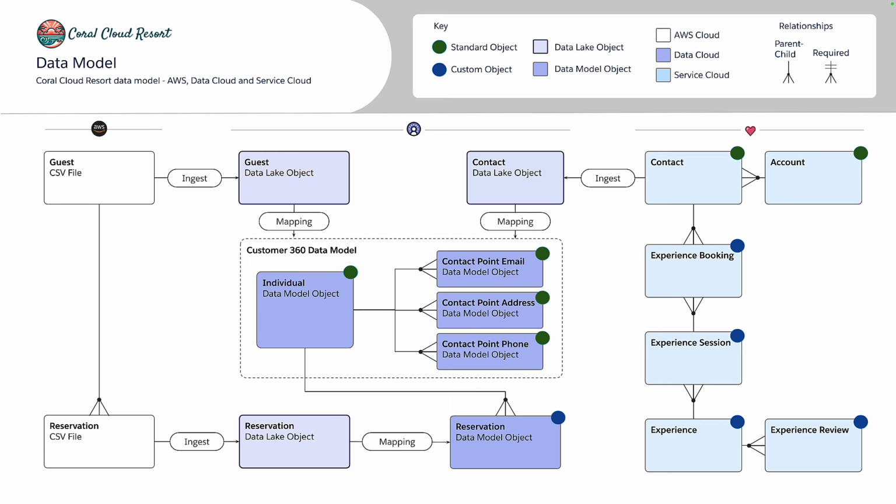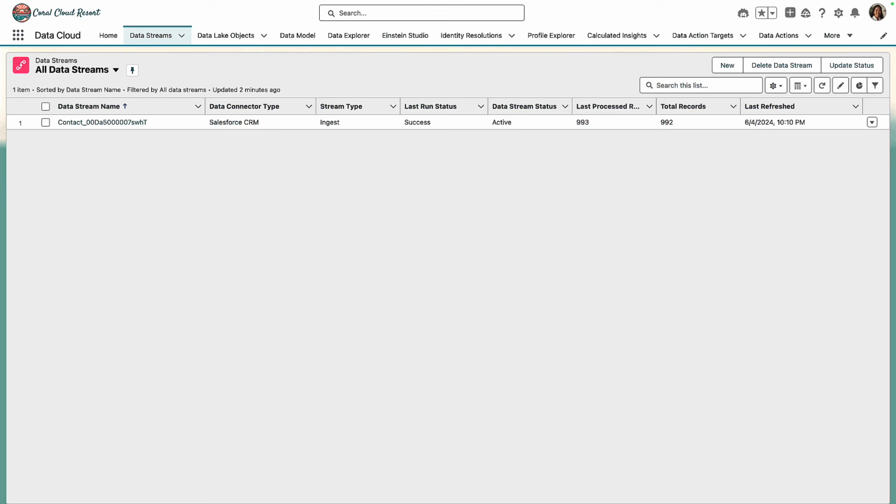Next up, we've got Amazon S3. We're going to ingest guest information. We're going to create a data lake object, and then we're going to map it to the individual. First thing we need to do is go to the Data Cloud setup.